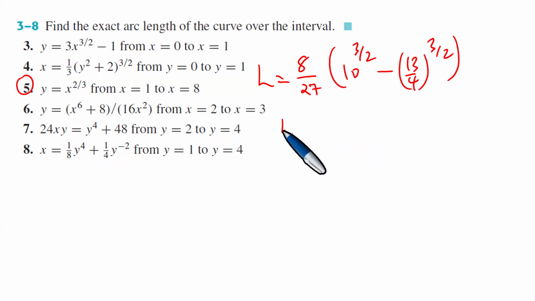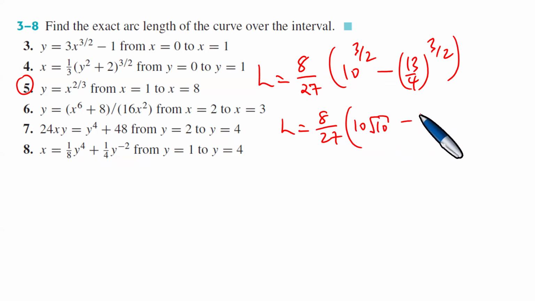Which means that L is 8 divided by 27. Then 10 to the power 3 over 2 is 10 times the square root of 10, and 13 to the power 3 over 2 is 13 times the square root of 13. 4 to the power 3 over 2 is the same as 2 to the 3, which gives us 8. The 2 to the 2 cancels, and 2 to the 3 gives us 8.